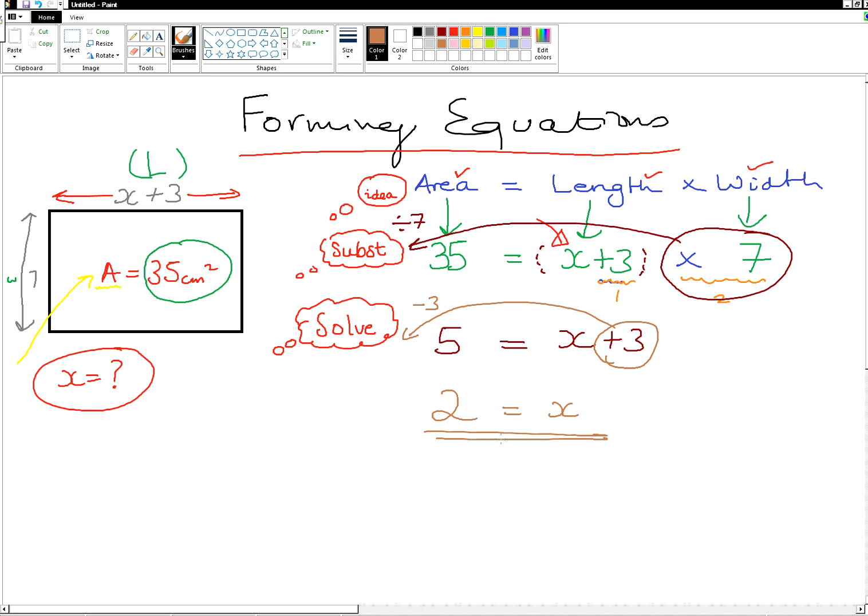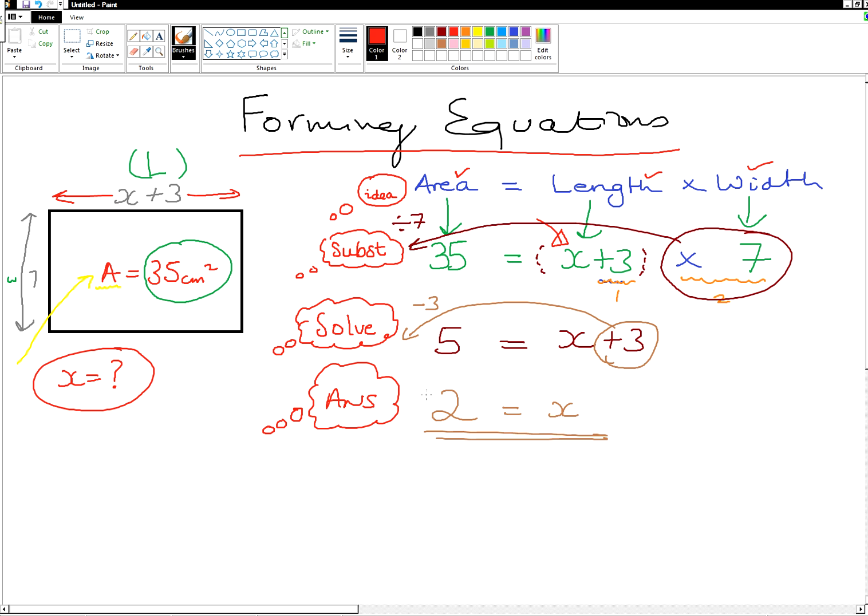So in this particular question, we had a rectangle. The width was 7 centimeters. The length was x plus 3 centimeters, and the area was 35 centimeters squared. And we had to form an equation and work it out. So what's the last part here? So what do we have here now? We have the answer, or solution if you want to put it. So you solve something, you have a solution.